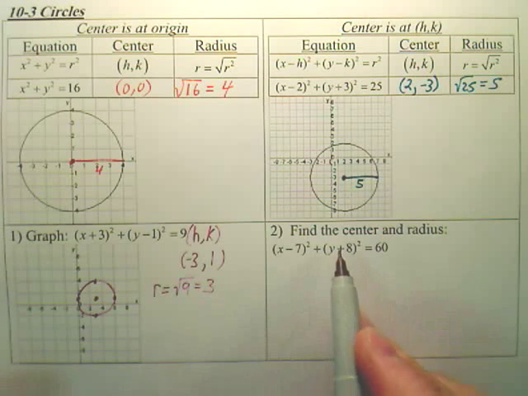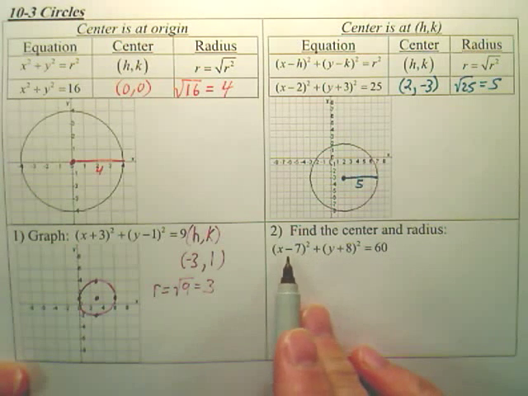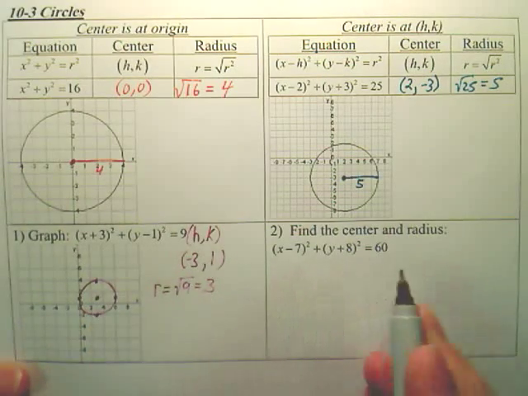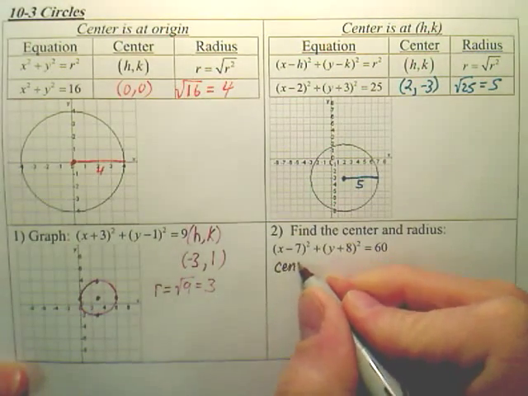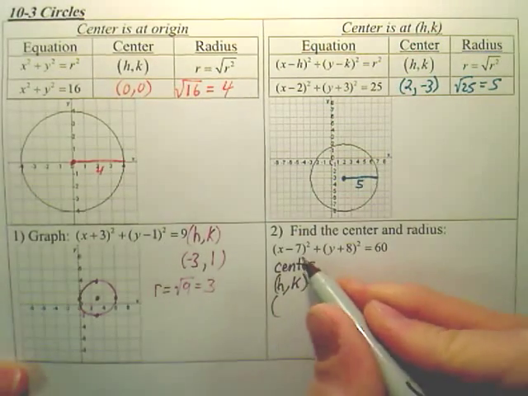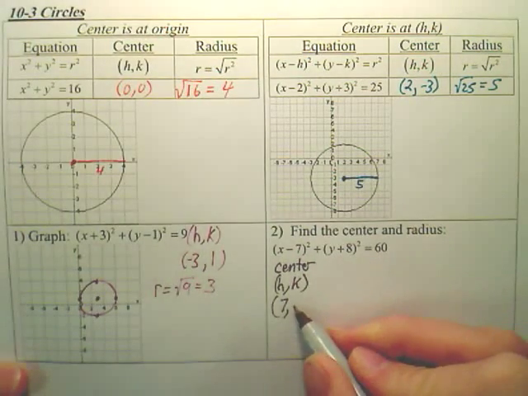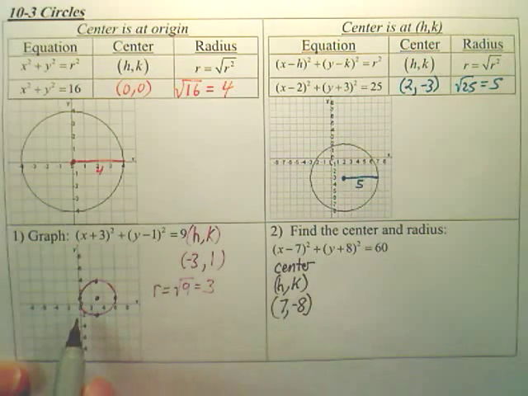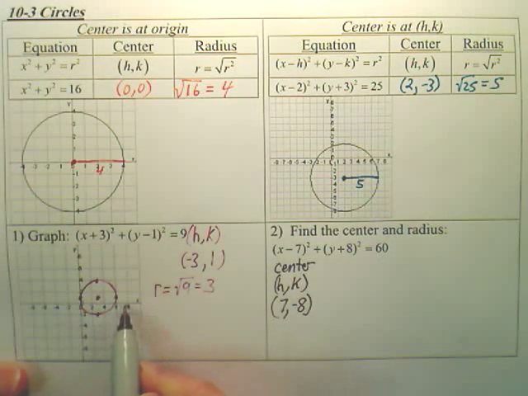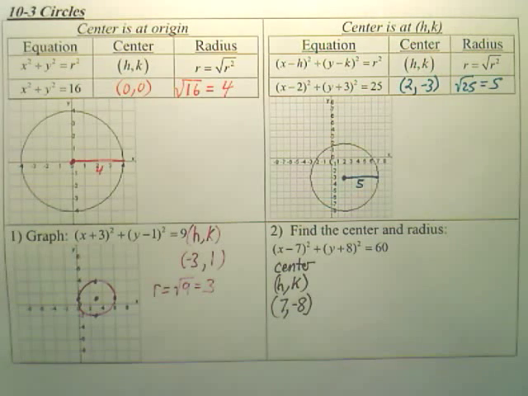Now the last one, we're not asking to graph it, we're just asking to find the center and the radius. So first of all, it's like this problem. So the center is hk. h is your x value, so the opposite of negative 7 is positive 7. The opposite of 8 is negative 8. So the center for this one is 7, negative 8. You go over 7 and down 8 to the center right there. But we're not graphing it. We just want to know those two things. So there's my center.